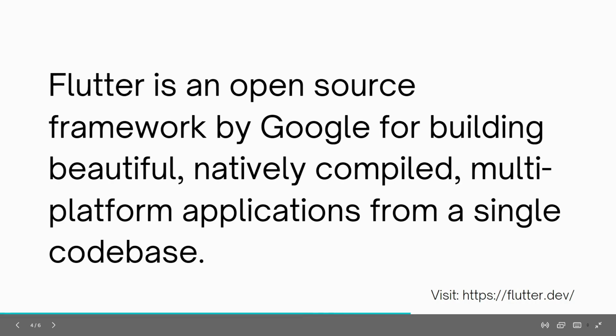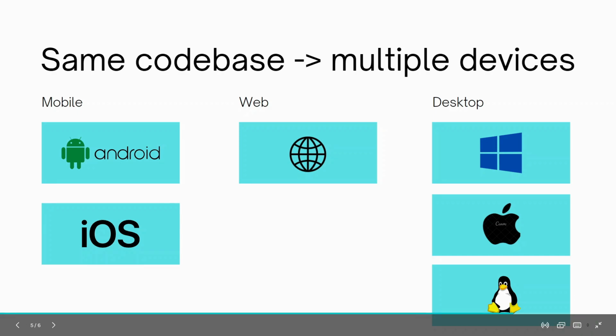So, what is Flutter? Flutter is an open source framework by Google for building beautiful natively compiled applications that are also multi-platform from a single code base. Which means using the same code base, you can build for multiple devices. In the mobile segment, you can build for Android and iOS. You can build web applications with Flutter, and you can also build desktop applications, for example, for Windows, Mac OS, and Linux. Right now in stable version, Flutter lets you build for Android, iOS, web, and the desktop, which is the Windows platform.